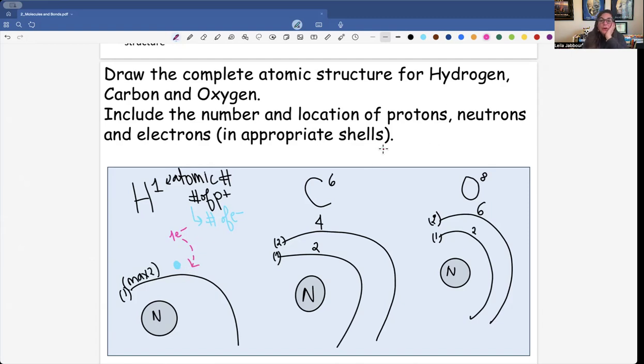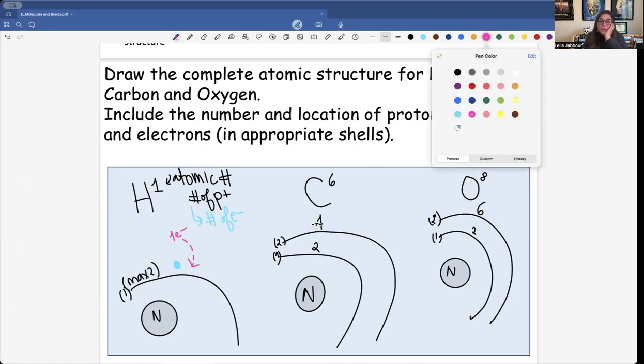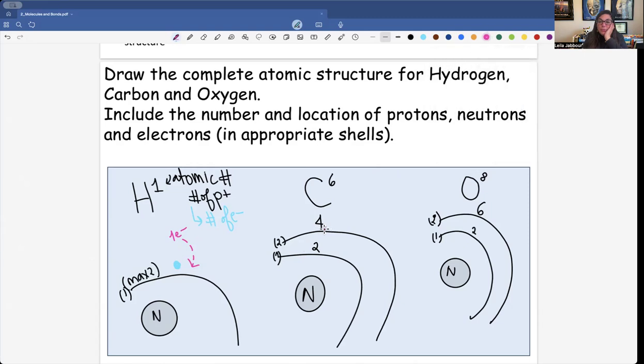Okay, let's look at carbon. Carbon is not stable. Carbon has 4 electrons on its valence shell, which happens to be shell number 2. This is 4 away from 8, because shells 2, 3, and 4 need 8 electrons to become stable. So carbon is going to require 4 electrons to become stable.